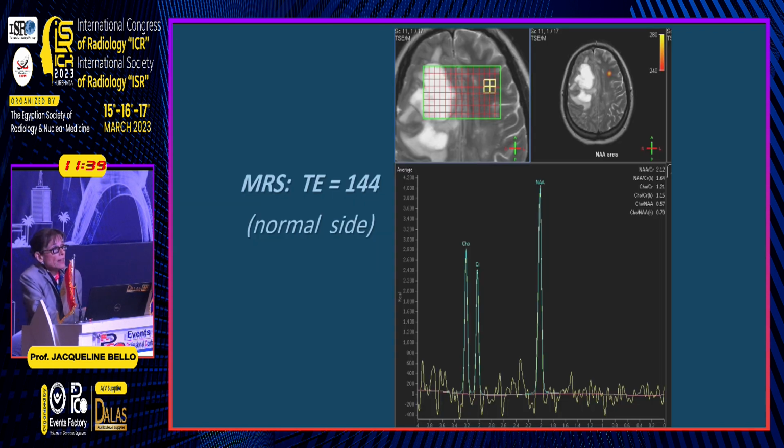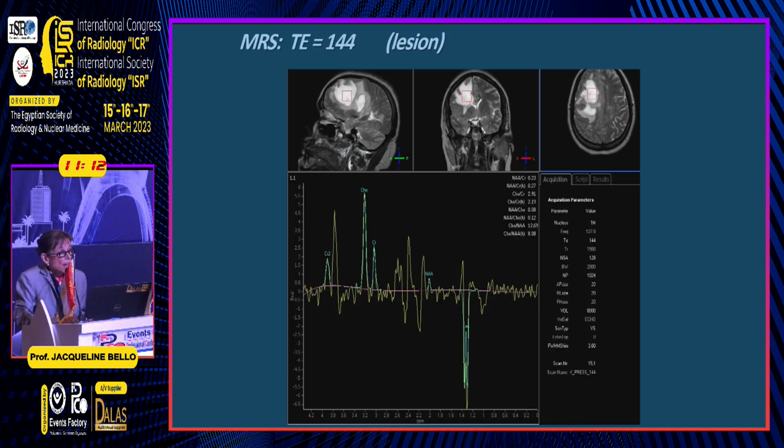Now look at some spectroscopy with me. We will first look at the normal side, and we will remember the typical pattern of choline, creatine, and then the NAA peak, the neuronal marker, at 2 parts per million. Choline, creatine, NAA, normal spectrum, normal side. Now let's look at the lesion.